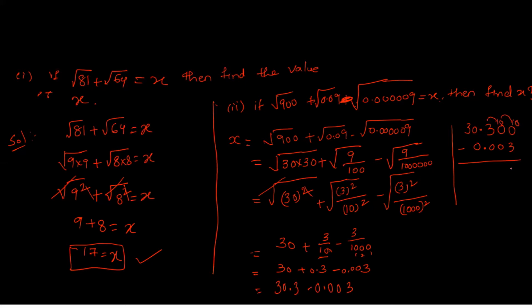10 minus 3 is 7. Here we have taken 1 from 10, so it will become 9. 9 minus 0 is 9. Here it will become 2, right? 2 minus 0 is 2. The point is there, so point. 0 minus 0 is 0. So here 3. So the answer is 30.297. This is the value of x. Next, let's do one more question.